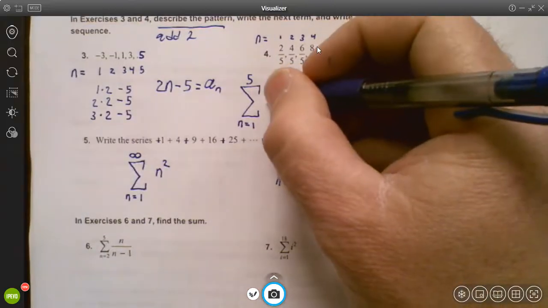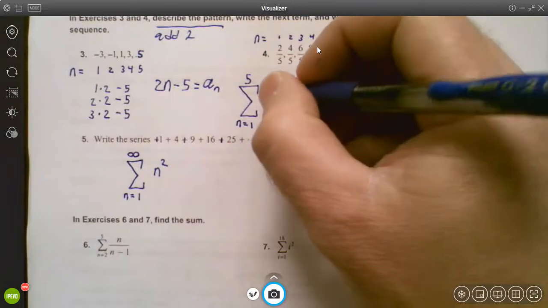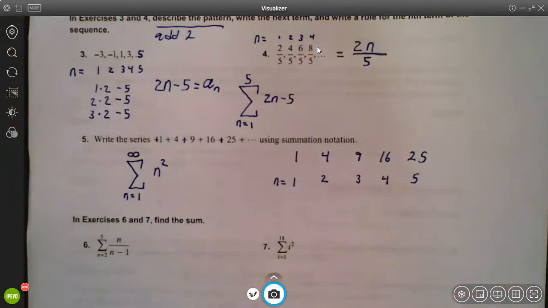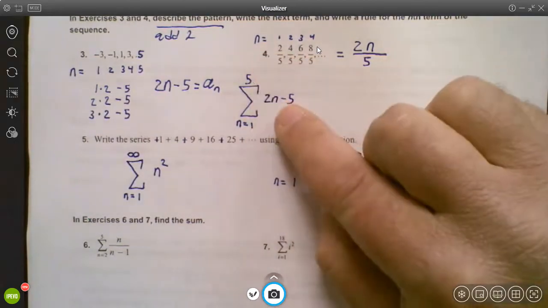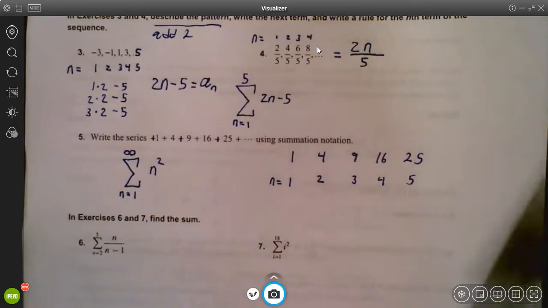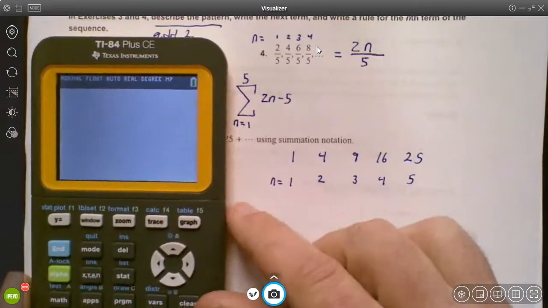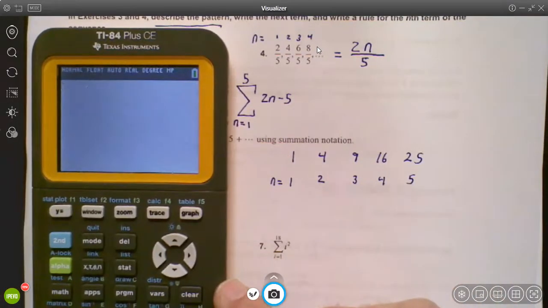On this side, we always put the rule. And we already figured out this rule was 2n minus 5. So that's what it looks like. So the sum of the first 5 terms according to that rule. Now I'll show you a quick calculator feature. You can do the Desmos one on your own. Literally, if you go into Desmos and type the word sigma, it'll pop up with a little sigma notation. And you can do this in there.